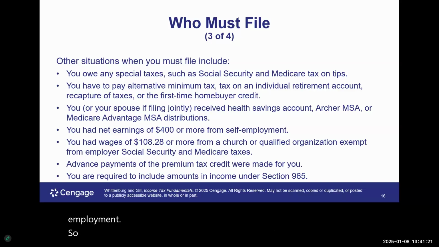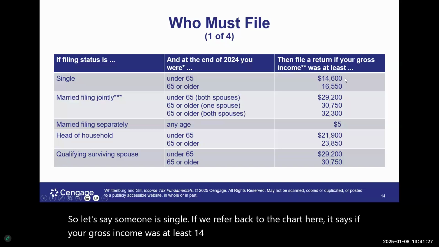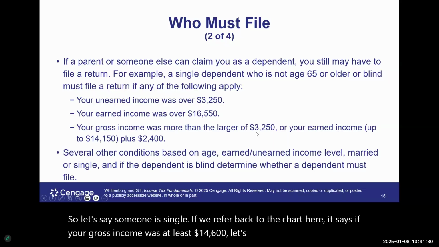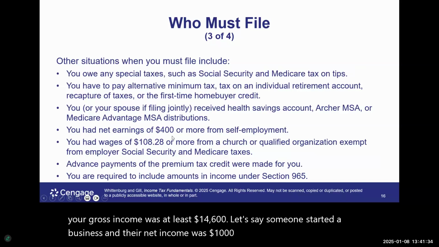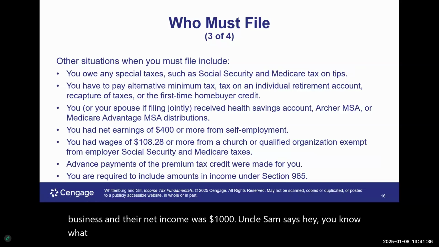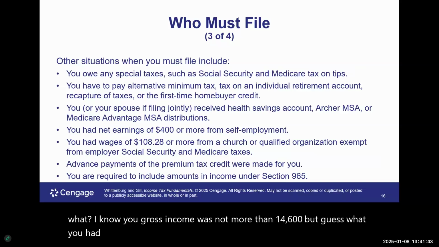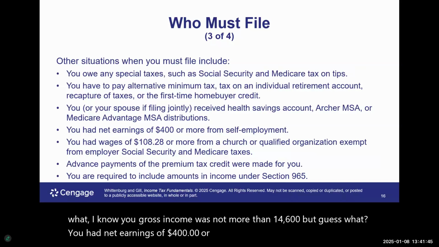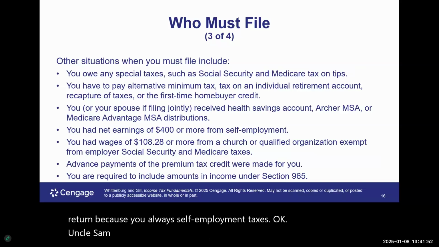So let's say someone is single. If we refer back to the chart, here it says if your gross income was at least $14,600. Let's say someone started a business and their net income was $1,000. Uncle Sam says, hey, I know your gross income was not more than $14,600, but guess what? You had net earnings of $400 or more. Therefore, you need to file a tax return because you owe us self-employment taxes. Okay, Uncle Sam don't play that. You need to report it.